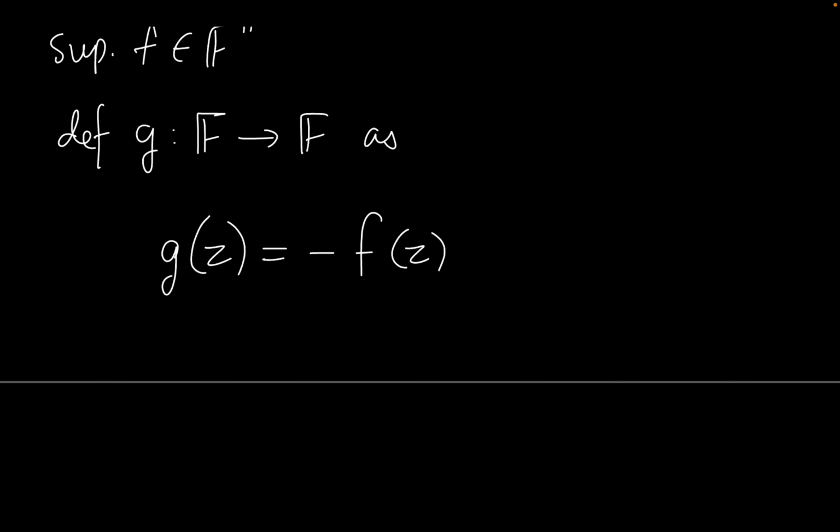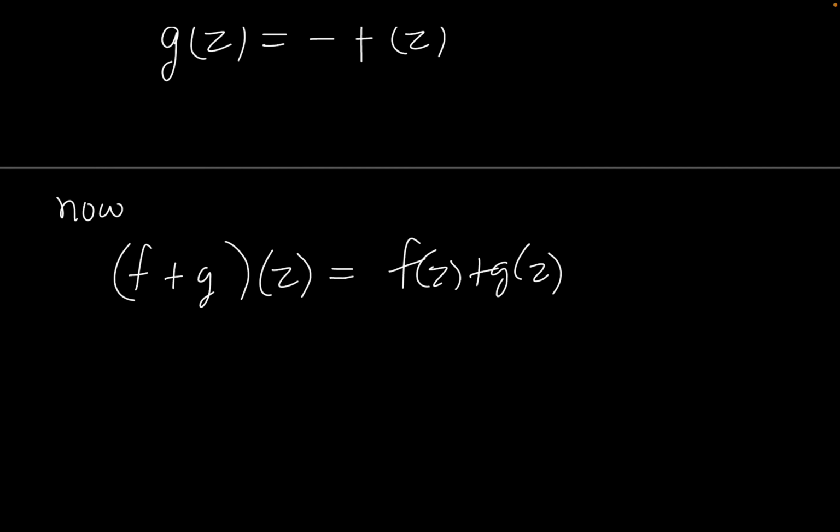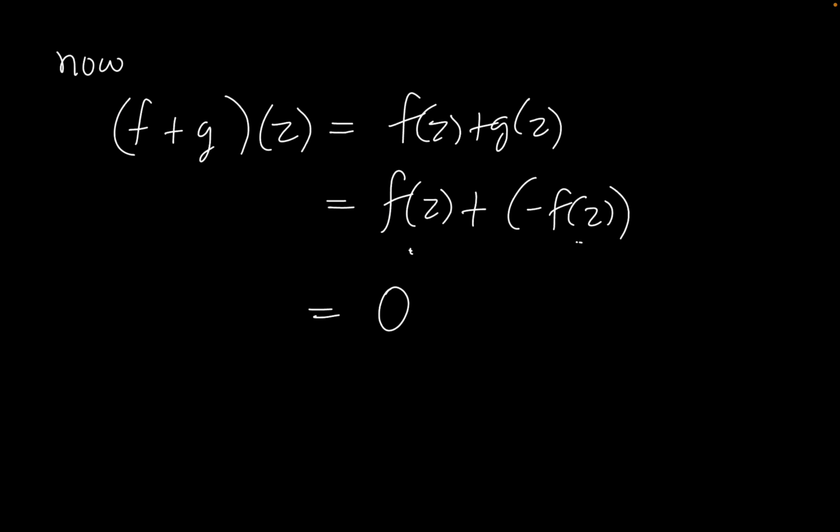So now we have (f plus g)(z) is equal to f(z) plus g(z), and g(z) was defined as negative f(z). So f(z) plus negative f(z). If you add a number, and by number I mean a scalar which is a member of a field, with its additive inverse, you get 0. So this is equal to 0(z). So we have shown that f plus g is equal to 0(z).